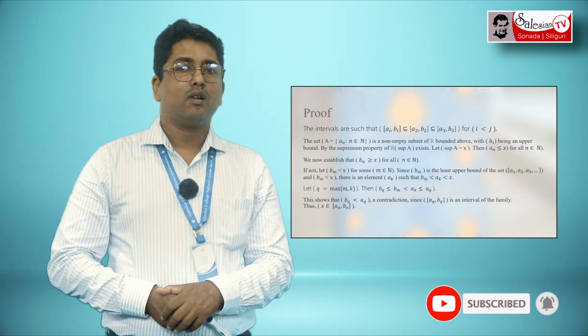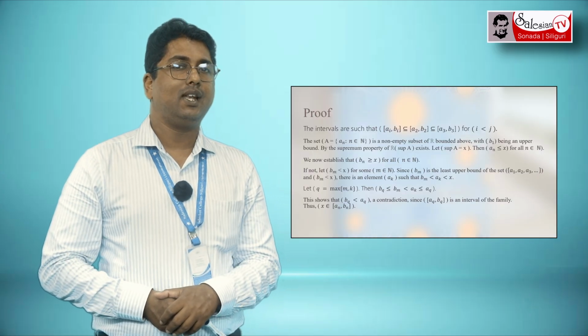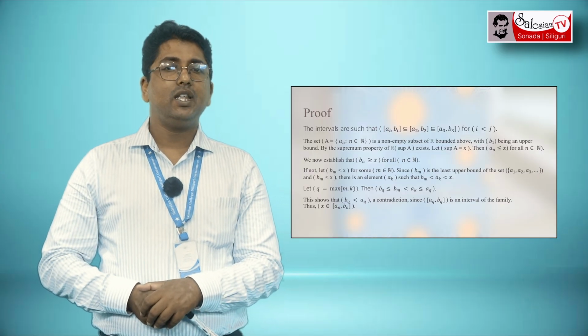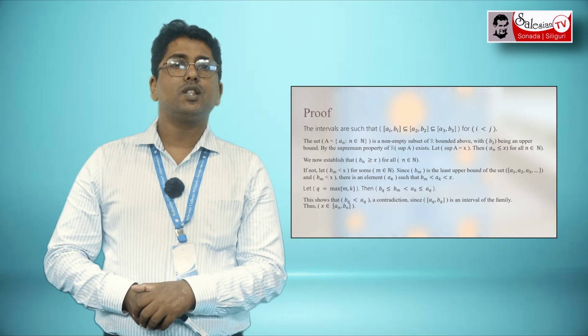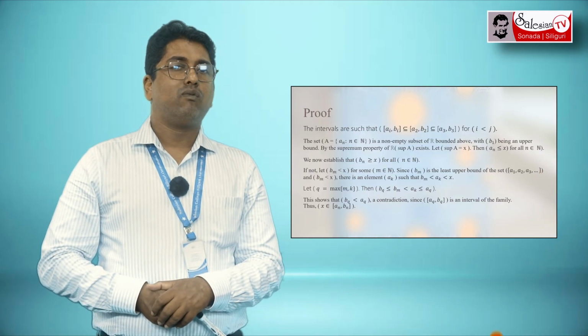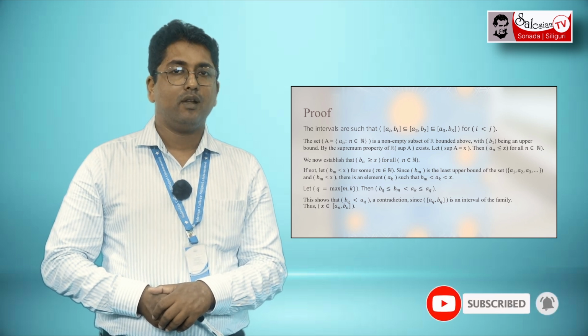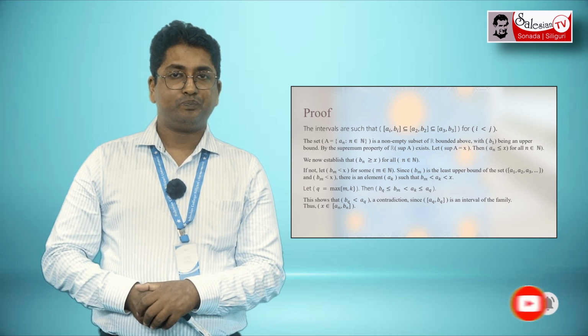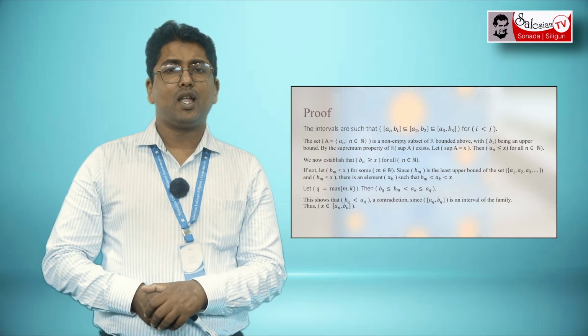So let's start with the proof. In the proof, as you can see, or as we can provide over here, that an bn is a family of nested, closed and bounded intervals. So if we draw the number line, then the first interval will be a1 b1 because that is the bigger one. Then comes a2 b2, smaller than a1 b1. Then comes a3 b3, smaller than these two.